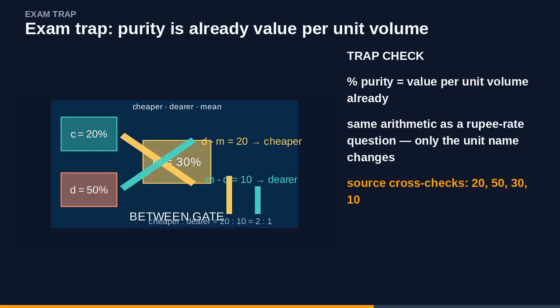The exam trap is simple. Percent purity is already value per unit volume. The same numbers with rupees instead of percents would be a rupee rate question. The arithmetic does not change, only the unit name. Do not convert 20% into a fake rupee figure before the cross.